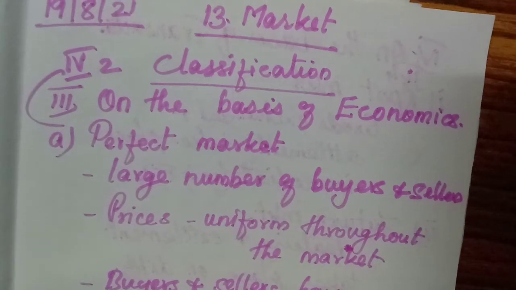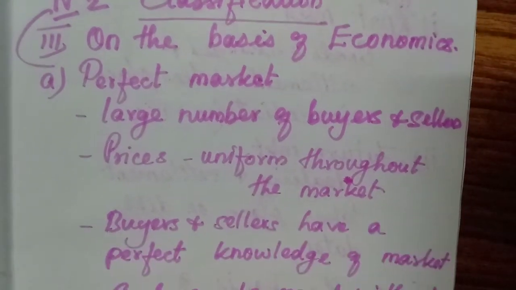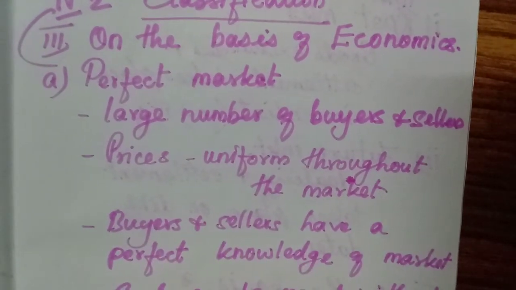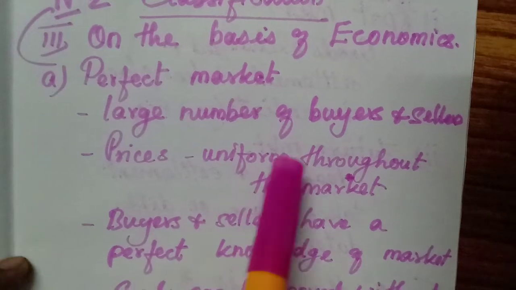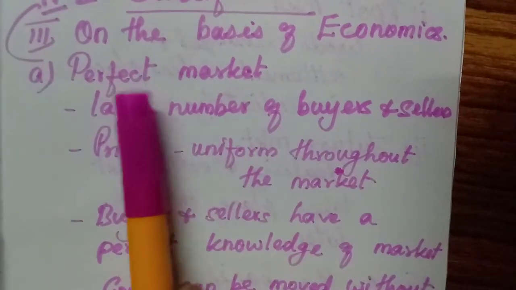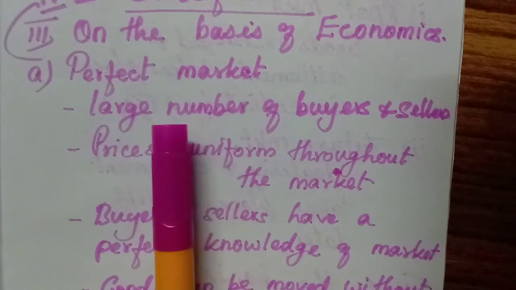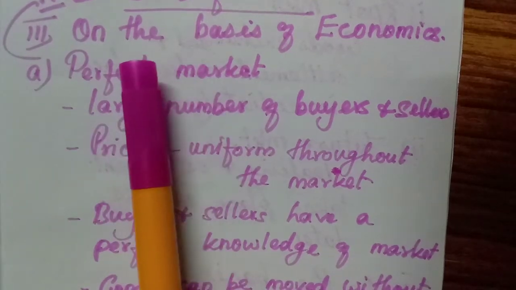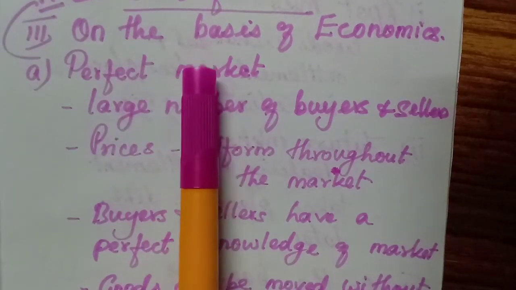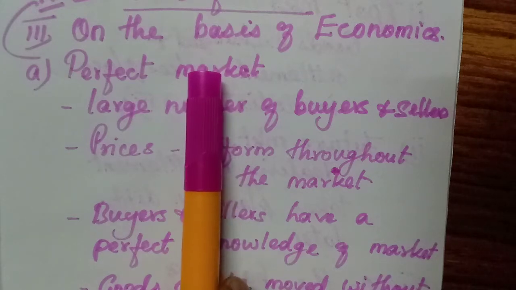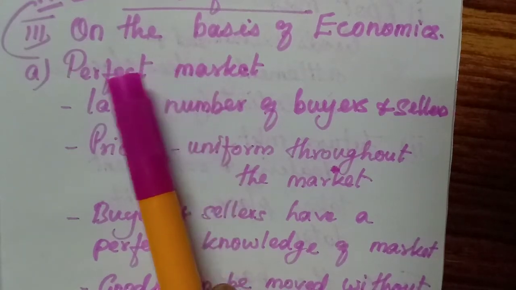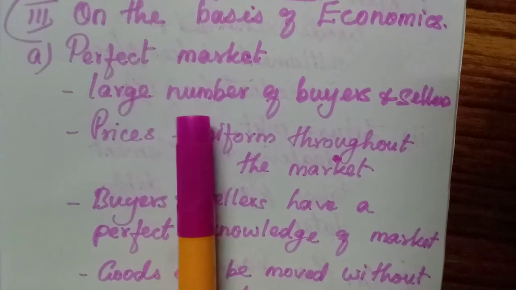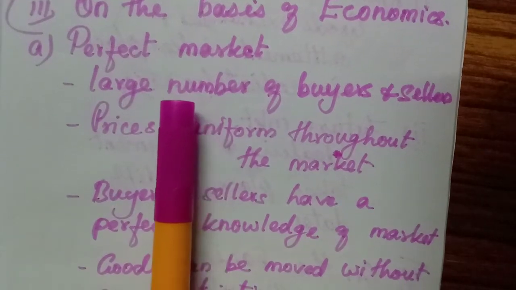Today, first one, on the basis of economics. On the basis of economics, the markets are divided into two: perfect market and imperfect market. Here this classification is one of the 5-mark question answer. So listen carefully to all the points that I have explained. If you write, you will get full marks.